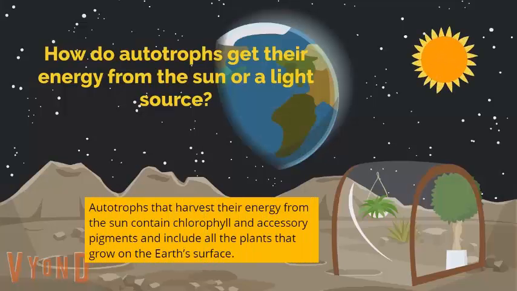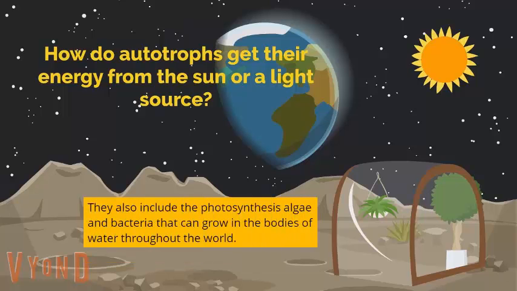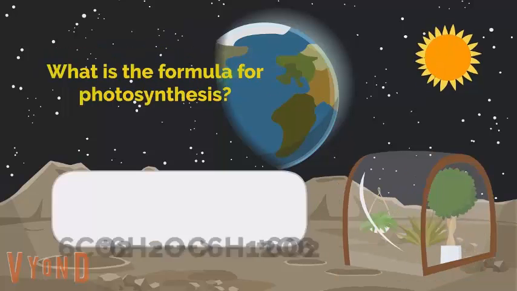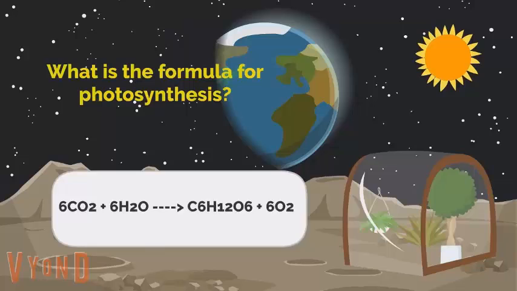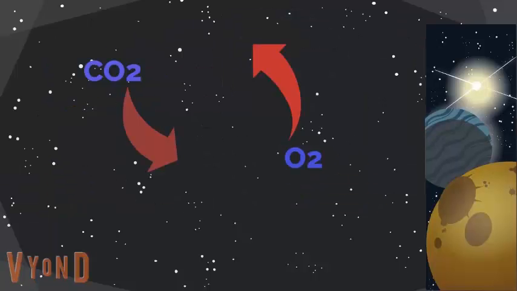Autotrophs that harvest their energy from the sun contain chlorophyll and accessory pigments and include all the plants that grow on the Earth's surface. They also include photosynthetic algae and bacteria that can grow in the bodies of water throughout the world. This shows the formula for photosynthesis. The reactants are carbon dioxide and water. The byproducts are glucose and oxygen.